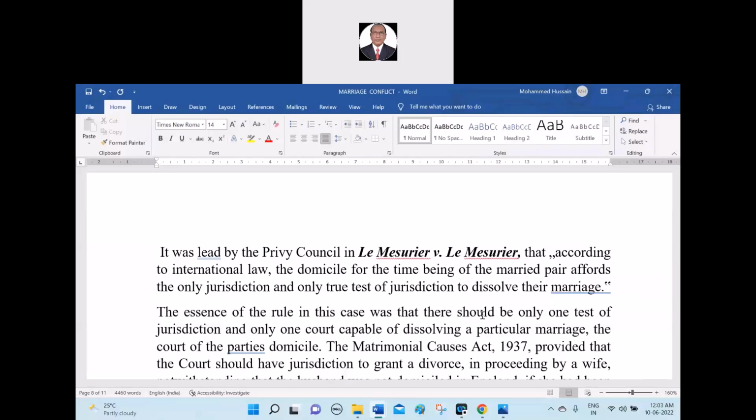In Le Mesurier versus Le Mesurier, according to international law, the domicile for the time being of the married pair affords the only jurisdiction and the only true test of jurisdiction to dissolve their marriage. So the case law says very clearly: what is the domicile of the married pair? The lex domicilii would be taken into consideration to dissolve the marriage, even though they file a case in a different country. Did you get my point?